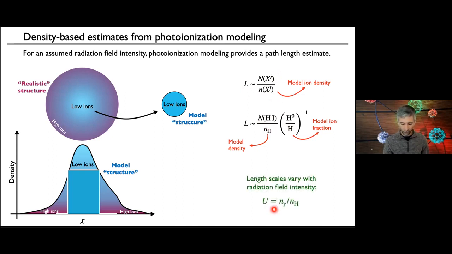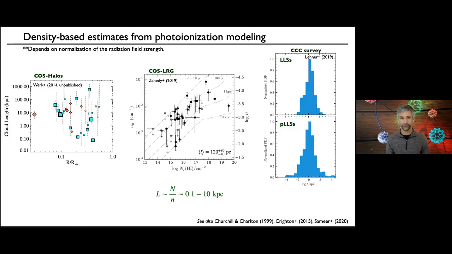Now, when we do these models, we're trying to match an ionization parameter, which is the ratio of photon density to particle density. And so the density that you get for the model at some level depends on your normalization of the intensity in the photoionizing radiation field. But nonetheless, some of us have been brave enough to actually present the results from that. So Jess has been brave enough. She's shown this at a number of conferences, but it didn't get into the paper.